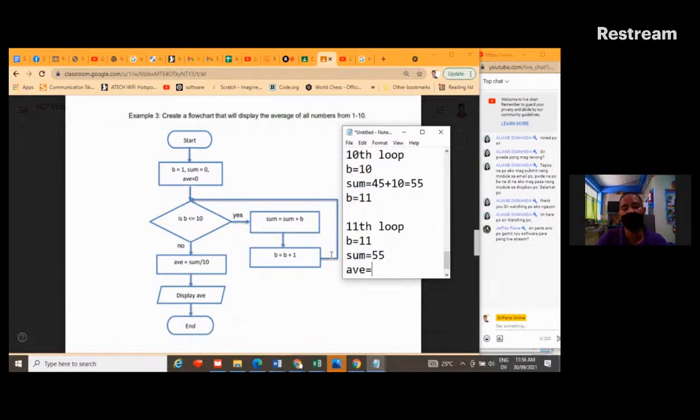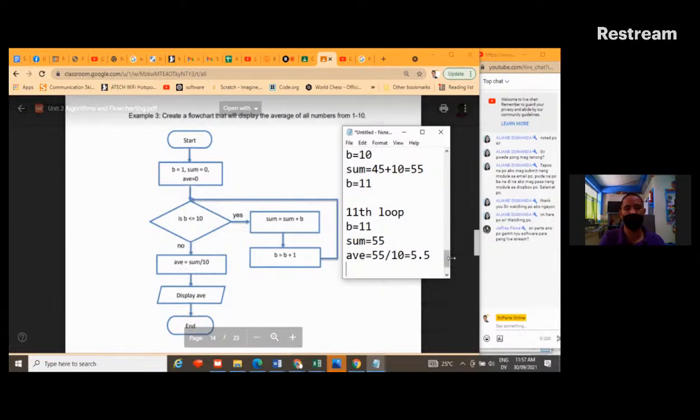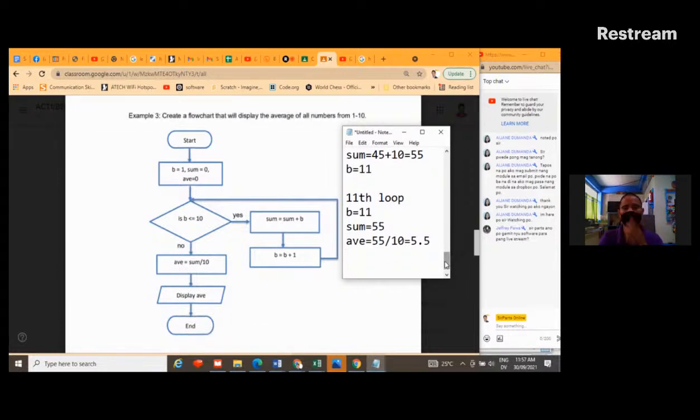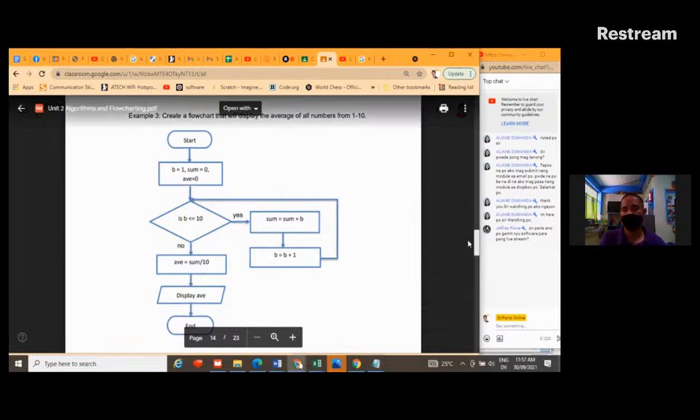Average equals sum divided by 10. So that's 55 divided by 10, which is equivalent to 5.5. Then it will display the average 5.5. Then we're going to end. So that's it, guys.